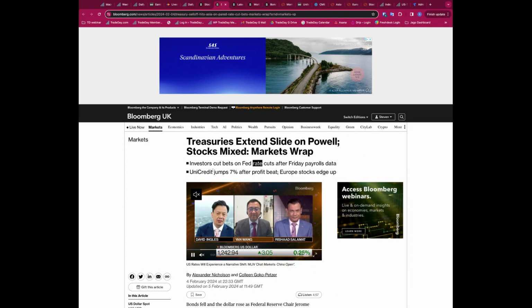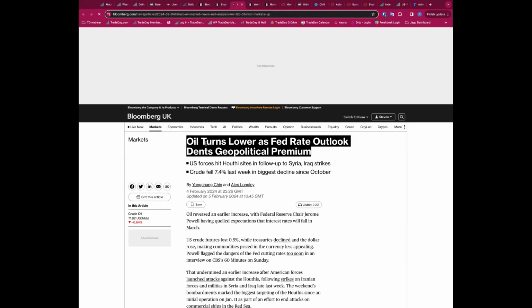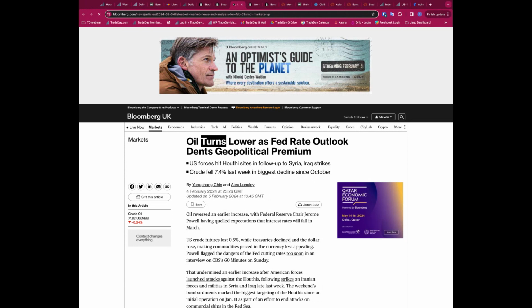UniCredit jumped 7% after they beat profit expectations. Looking at some of the European numbers, European stocks are actually up this morning, also helped by those PMI numbers beating expectations. Oil is also lower on the Fed rate cut outlook, despite the geopolitical premium, and US forces hit Houthi sites in Syria. Even with some ongoing tension, crude was down last week in its biggest decline since October, and down again because of Powell basically saying fewer rate cuts, which means potentially not fueling as strong a global economy.